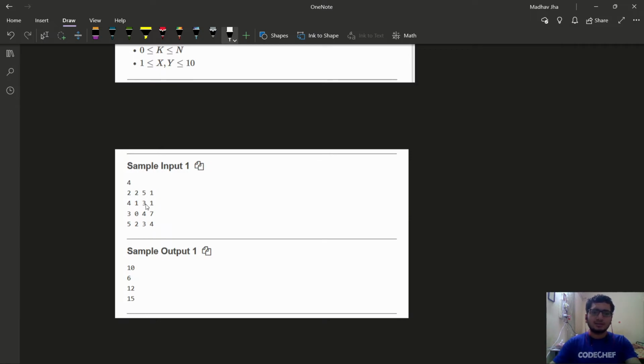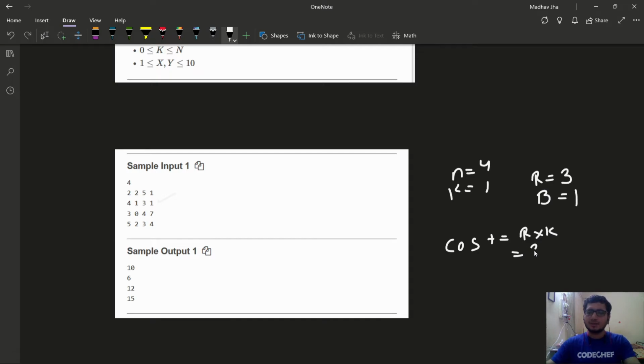Let's take the second one. Here we have n as 4, k as 1, red costs 3 and blue costs 1. Since we have to buy k red lamps, our cost is going to be r into k, because we need to buy k first. So it is 3. Now we have n minus k left, that is 4 minus 1, that is 3. The rest 3 can be red or can be blue.